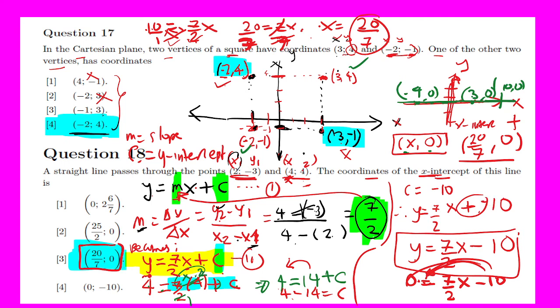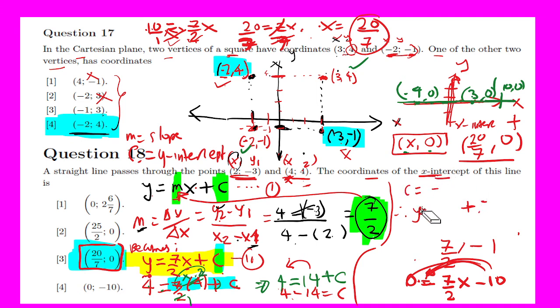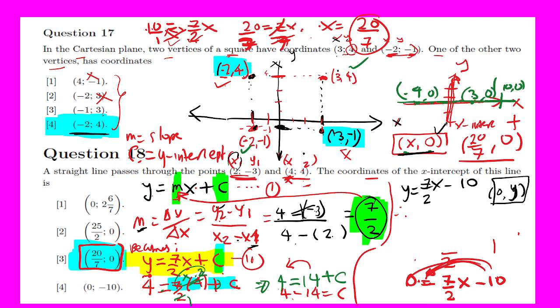But now, what if they said find the y-intercept? Let me do it here, for example. If it's the y-intercept, look at this. We know our equation is y equals 7 over 2 x minus 10. But we know when it's the y-intercept, x equals 0, the reverse of what we said. For x-intercept, y equals 0. For y-intercept, x equals 0. It's the other way around. You understand what I'm saying?